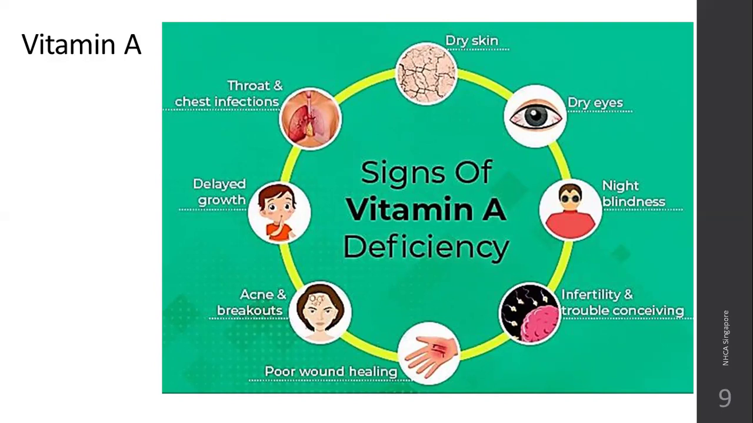And these are the signs and symptoms of vitamin A deficiency. You will have severely dry skin, dry eyes, night blindness, fertility issues and trouble in conceiving, both in men and women, poor wound healing, acne, breakouts, delayed growth, stunted growth, mental retardation, growth retardation, and frequent infections. So these are the signs of vitamin A deficiency.